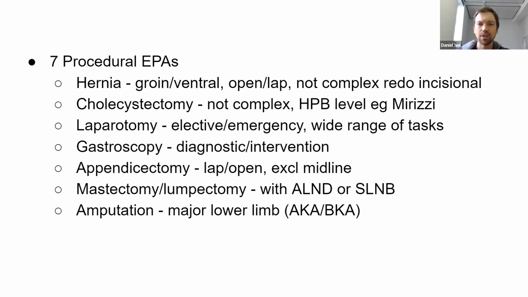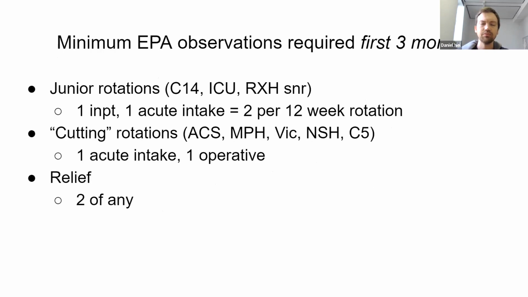A cholecystectomy, a laparotomy, which can be elective or emergency and include a wide range of tasks like bowel anastomosis, resection, splenectomy, a gastroscopy, which can be diagnostic or interventional, and appendicectomy, which can be laparoscopic or open, except not a midline lap for a really unstable patient. That would fall under EPA number 3, a laparotomy. And then performing a mastectomy or lumpectomy with an axillary procedure, and lastly, a major lower limb amputation.